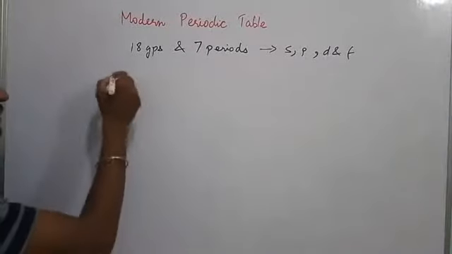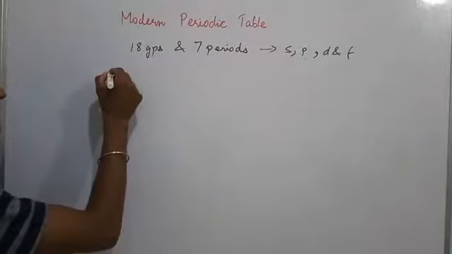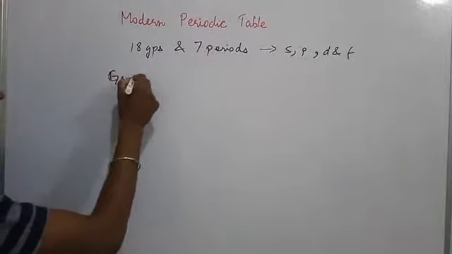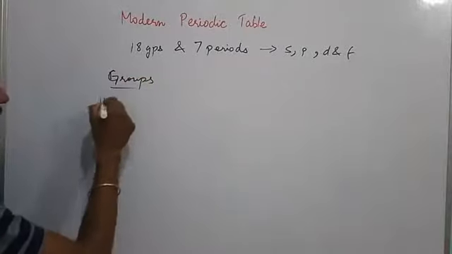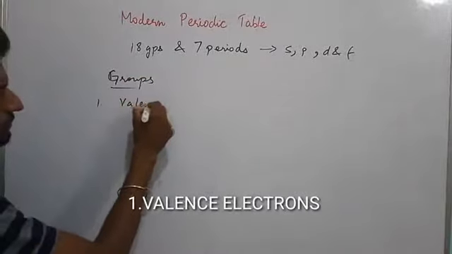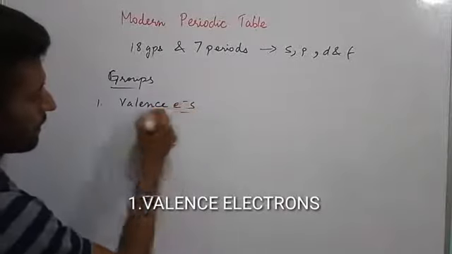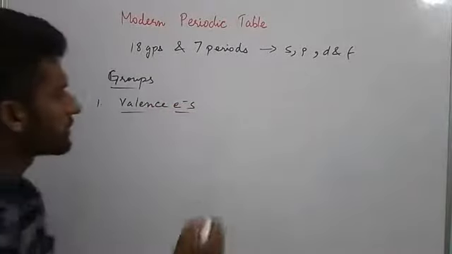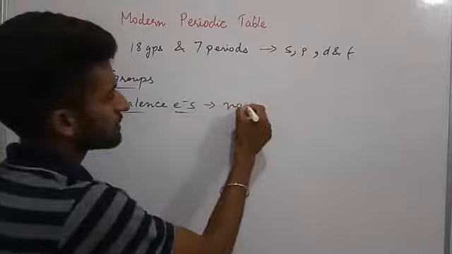So first of all, for groups, some properties like, first is valence electrons. Valence electrons, what are those valence electrons? Number of electrons present in the outermost shell.